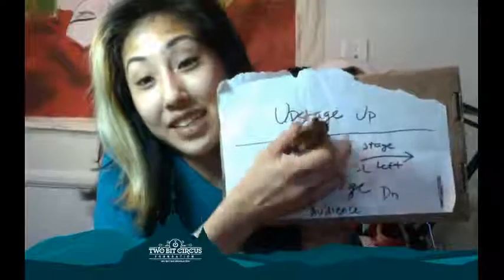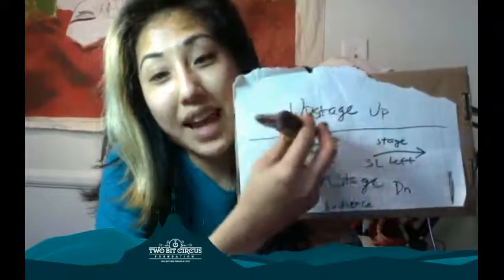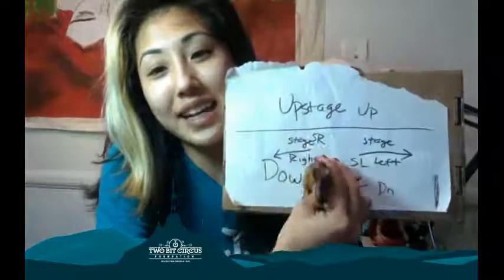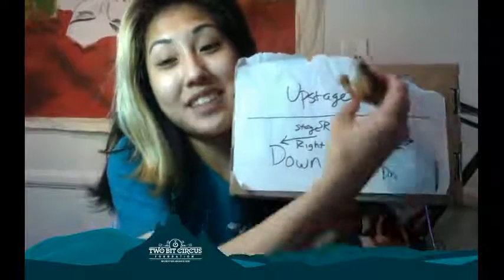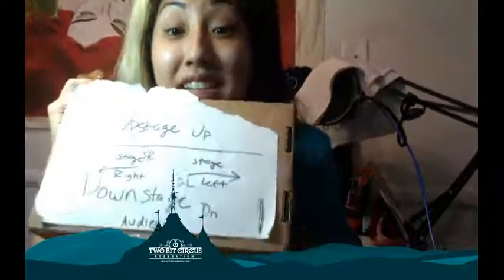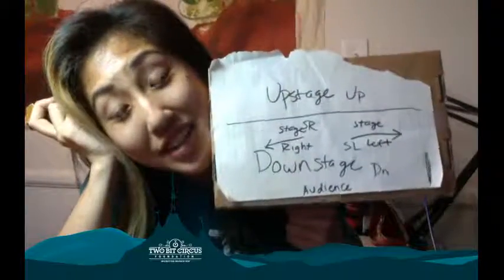If you were to get a bird's eye view of that, that would be like so. Stage right, downstage, stage left, upstage. So in that sequence, you could pretty much make a square. But that is our stage directions, friends.